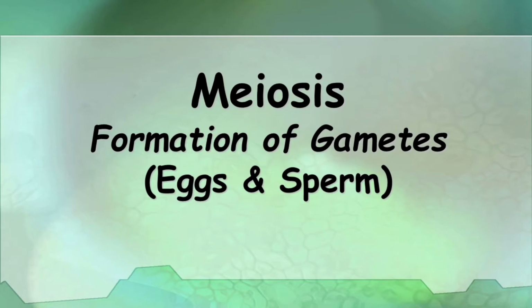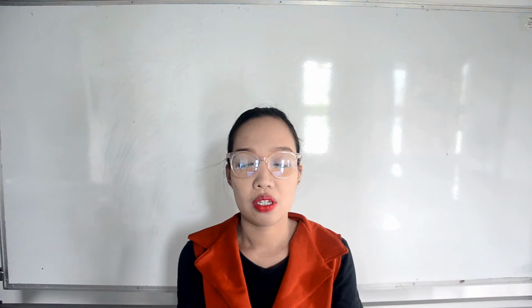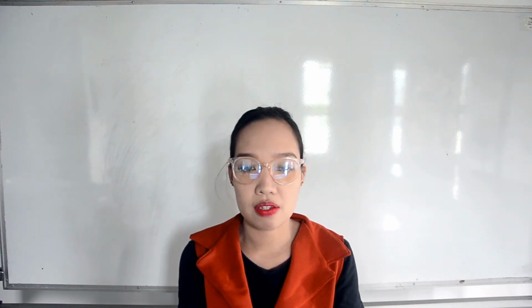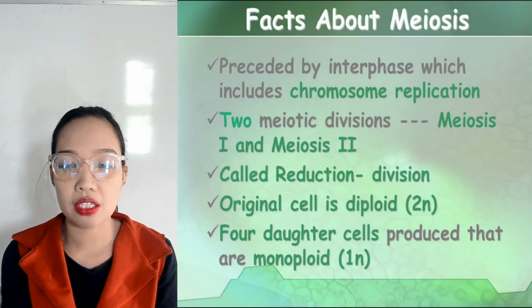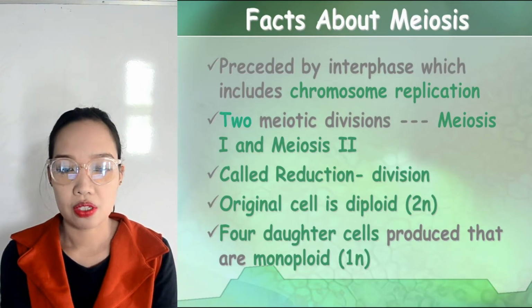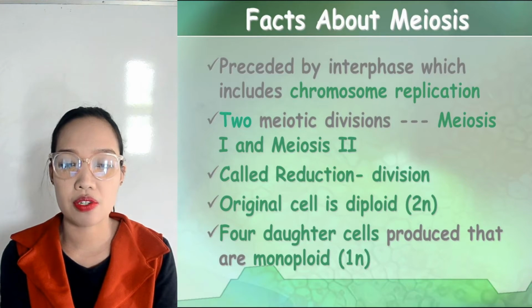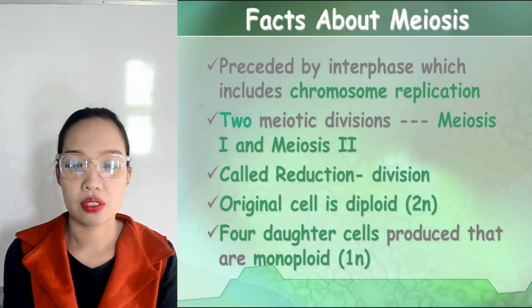In our previous topic, we learned that there are two kinds of cell division, mitosis and meiosis. Now, we will talk about meiosis. Meiosis is preceded by interphase, which includes chromosome replication. There are two meiotic divisions, meiosis I and meiosis II. Meiosis is also called reduction division.